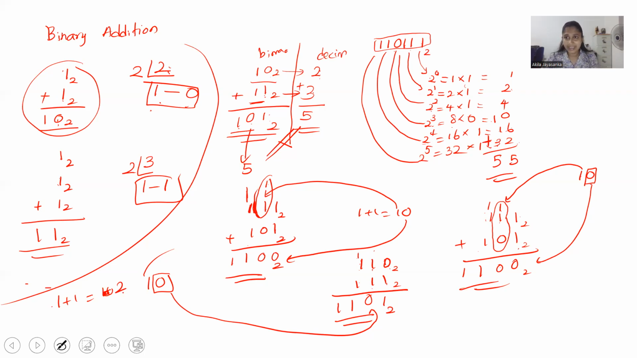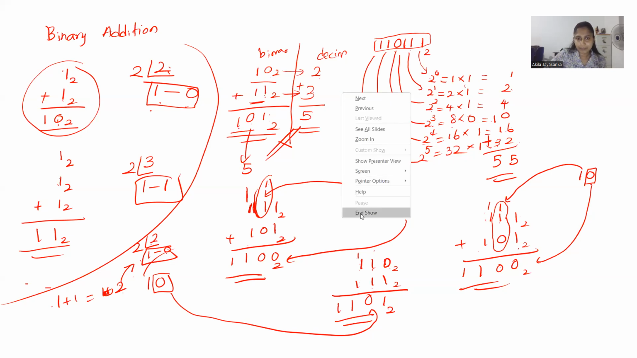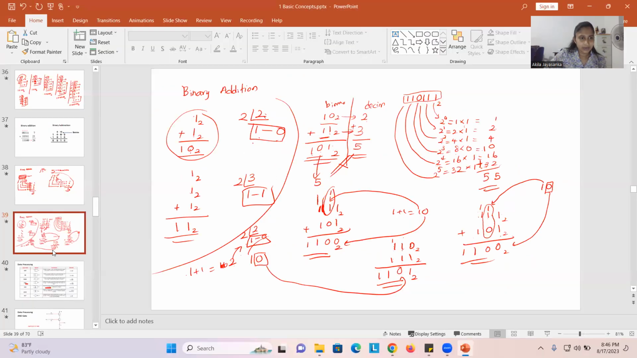Since this is the binary digital format, you need to convert this 2 into a binary value. To convert this 2 into binary, you divide it by 2, and the value is 1 0. This 1 0 we place here. Okay, this is binary addition.